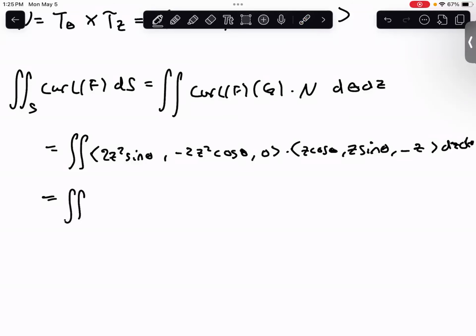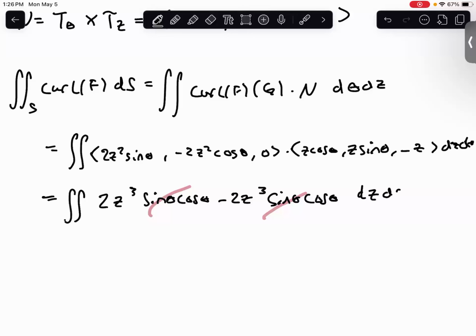This is going to be the double integral of 2z cubed sine theta cosine theta, and then that's going to be minus 2z cubed, and then you get sine theta times cosine theta again. Obviously these two things are equal to one another, so these two terms cancel out with one another. This ends up just being equal to 0, which is what we wanted, right?